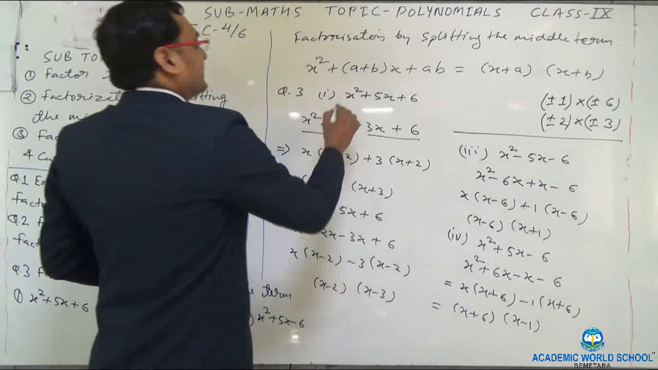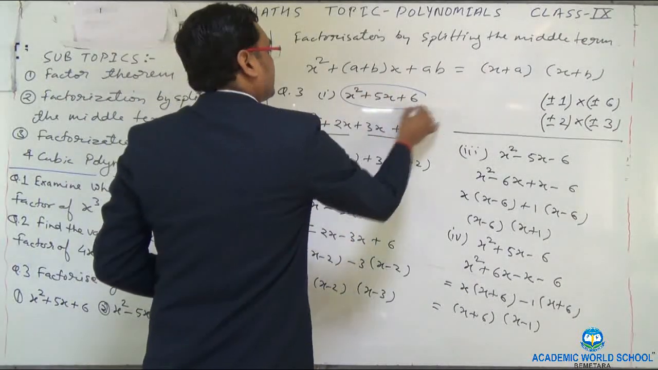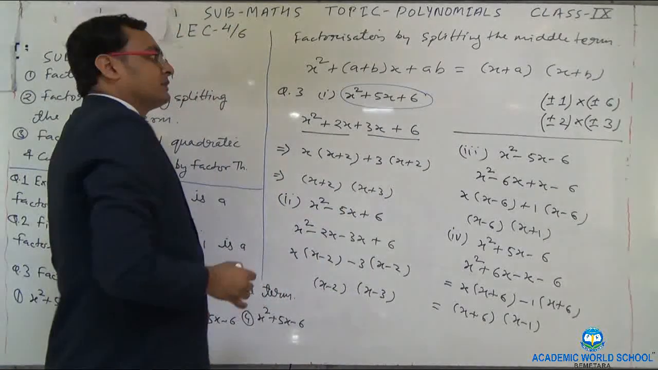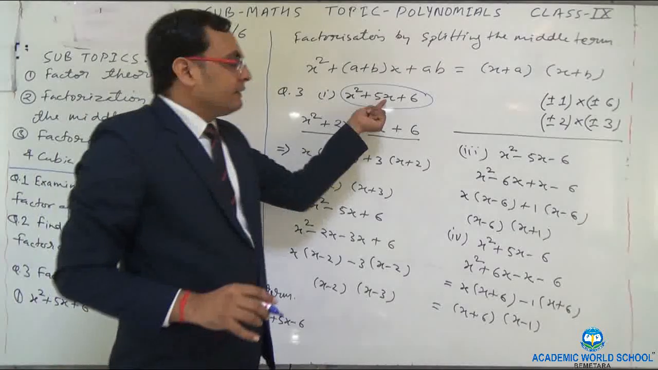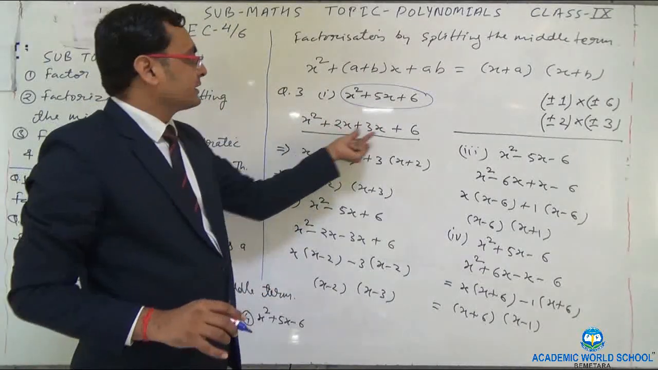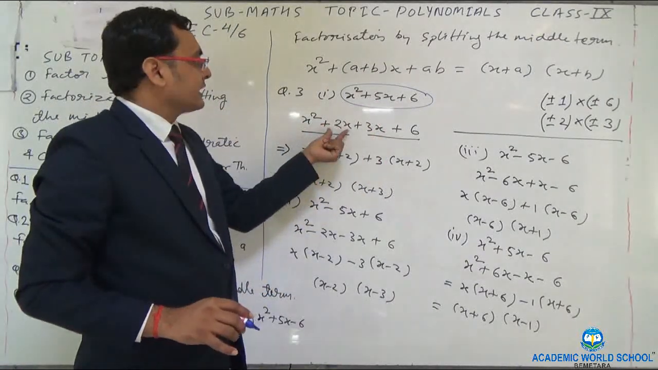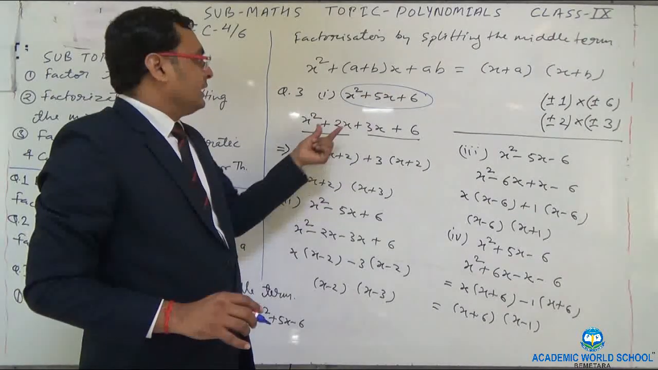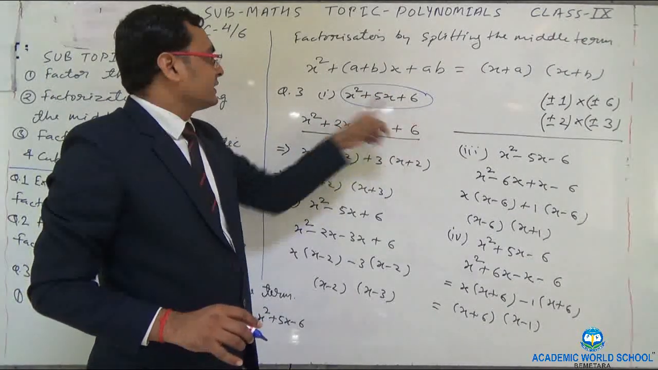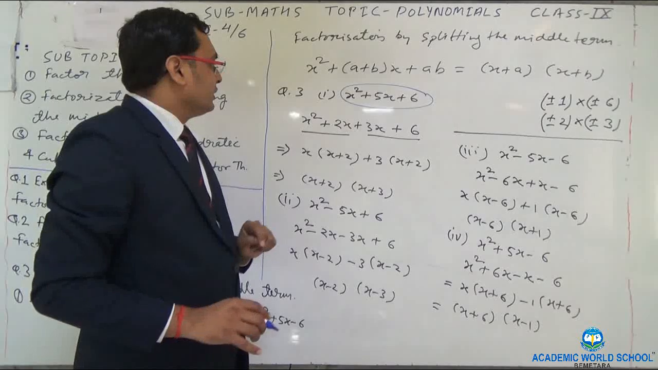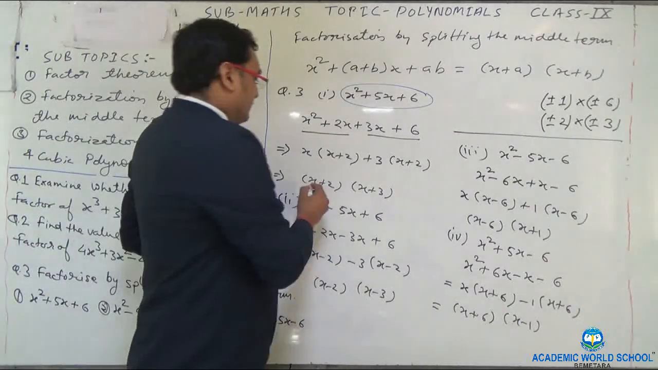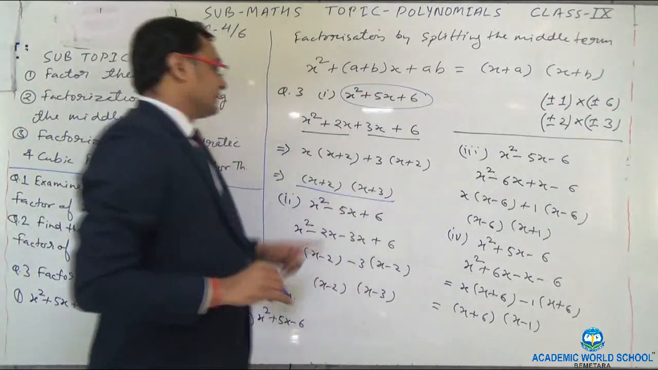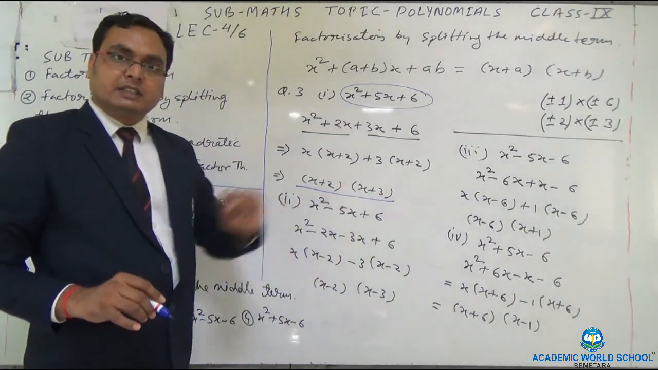Look at all the four examples. This is our first example, x square plus 5x plus 6. We split this 5x in two parts, 2x and 3x. 2x plus 3x is 5x, and 2x into 3x is 6 into x square, that is 6x square. Next, we solved it to get these factors. Factors are x plus 2 and x plus 3.